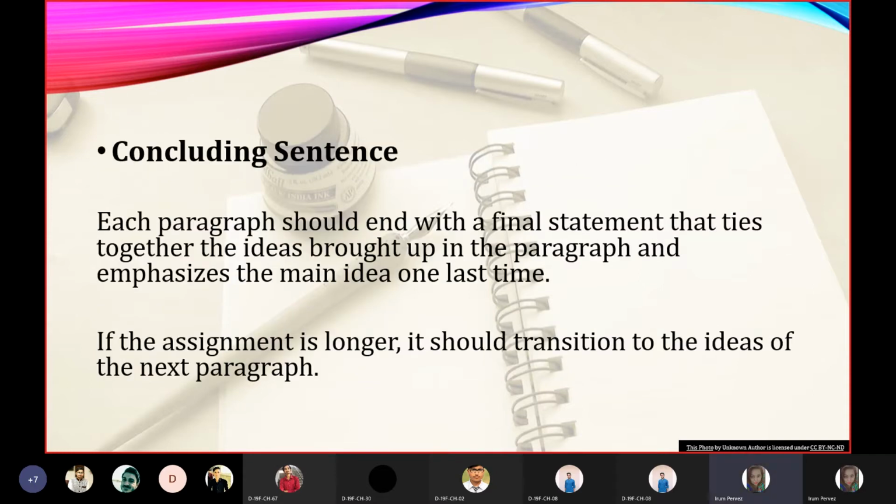All right. So then we have the concluding sentence, and as the name suggests, we are concluding all the ideas we have written in a paragraph. These paragraphs should end with a final statement that ties together the ideas brought up in the paragraph and emphasizes the main idea one last time. If the assignment is longer, it should transition to the ideas of the next paragraph.